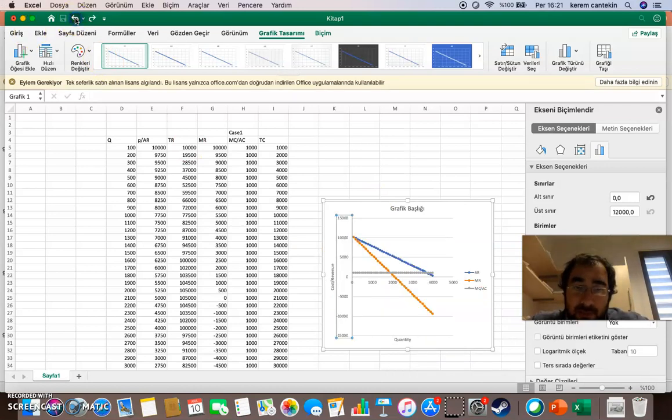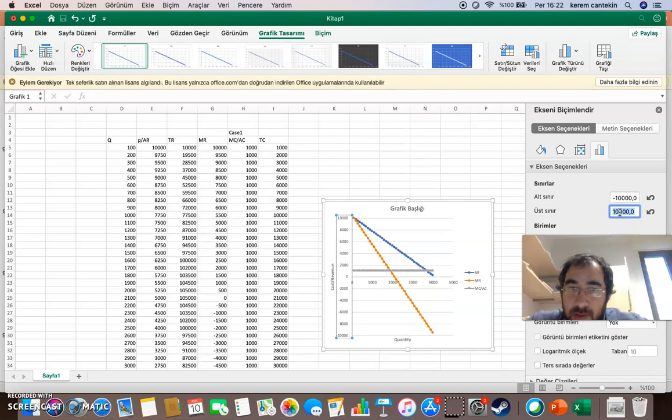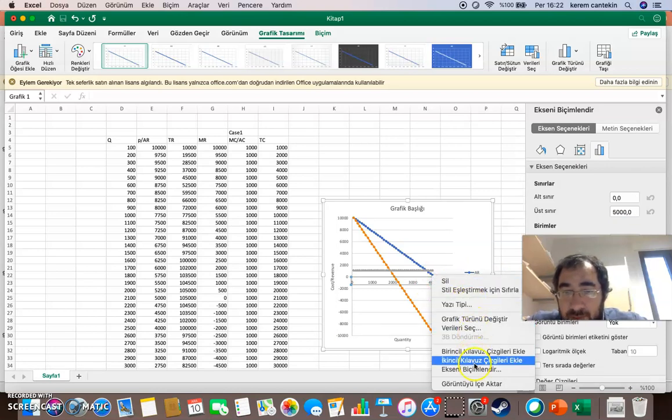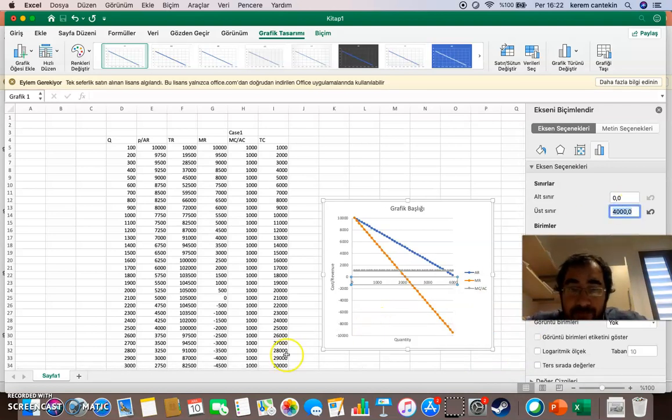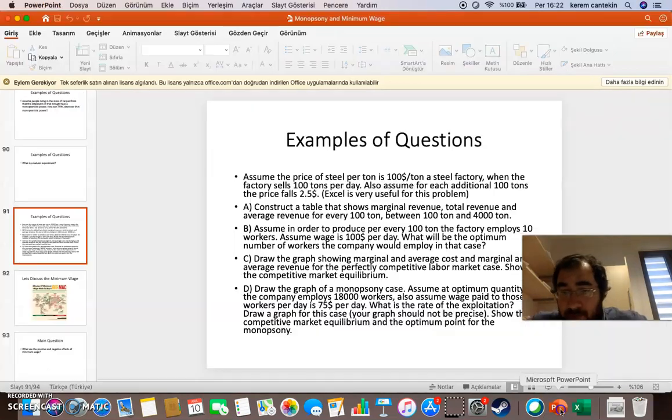Anyway, let's take it backwards. And now, one thing you can do is take this 1000 and minus 1000, which is certainly better. Okay, and also for this one, you can add that 40,000. Now draw the graph for the monopsony case.